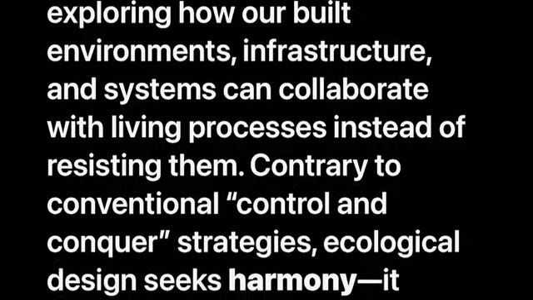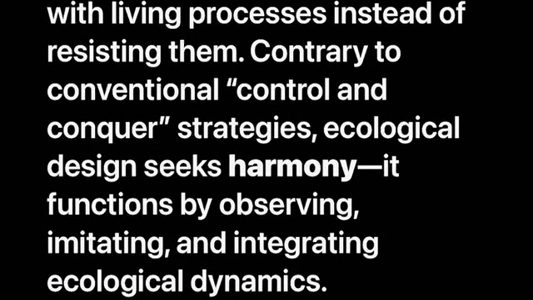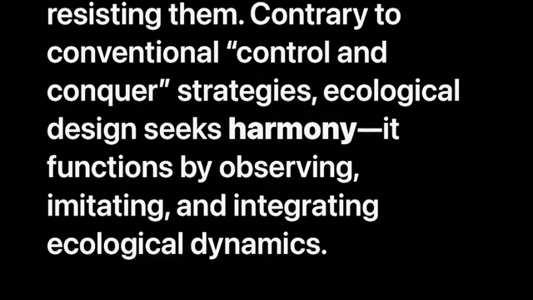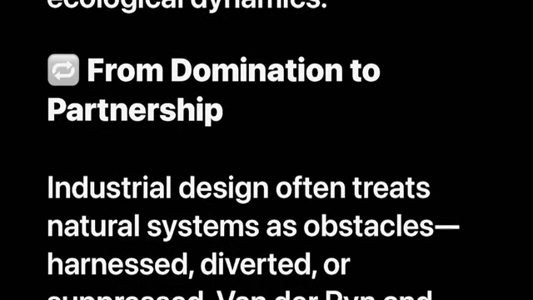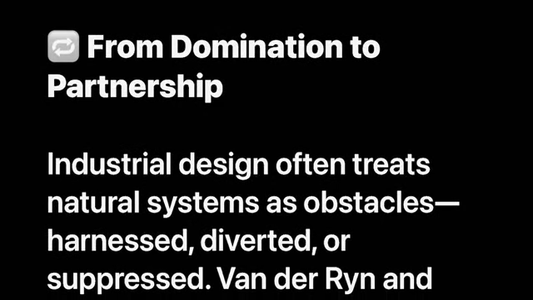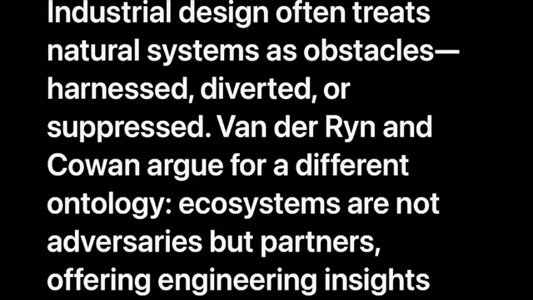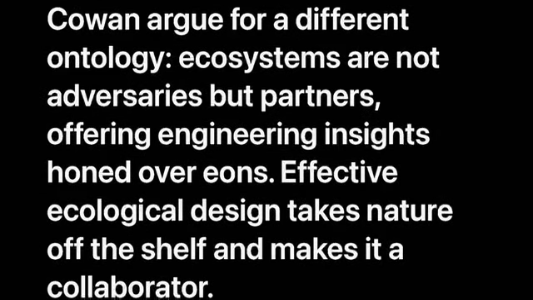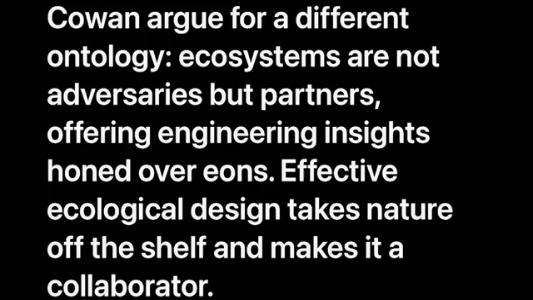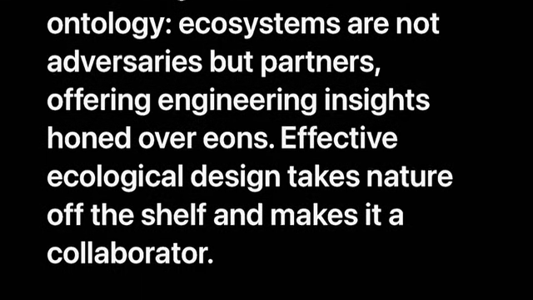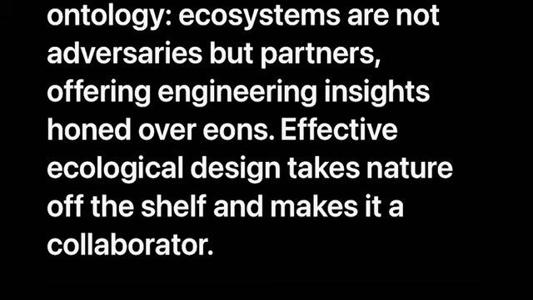Contrary to conventional control and conquer strategies, ecological design seeks harmony. It functions by observing, imitating, and integrating ecological dynamics. From domination to partnership. Industrial design often treats natural systems as obstacles, harnessed, diverted, or suppressed. Van der Rijn and Cowan argue for a different ontology. Ecosystems are not adversaries but partners, offering engineering insights honed over eons. Effective ecological design takes nature off the shelf and makes it a collaborator.